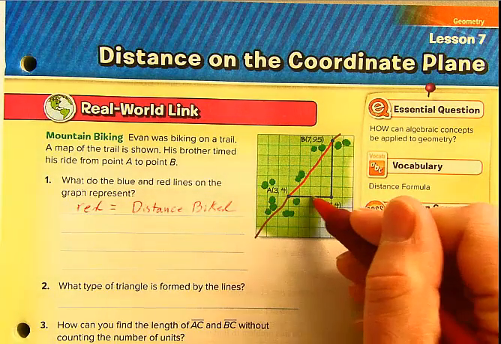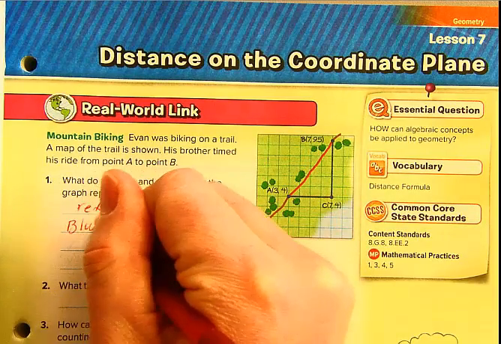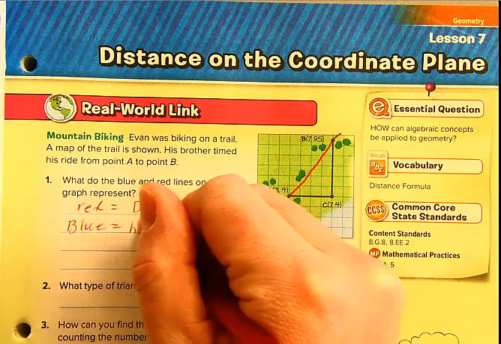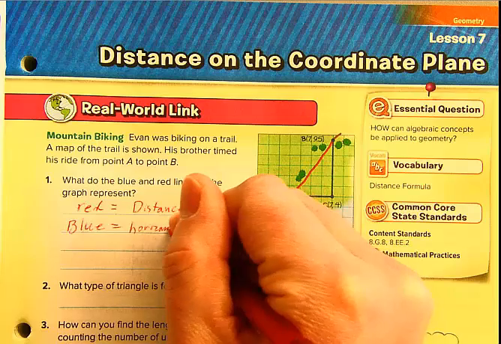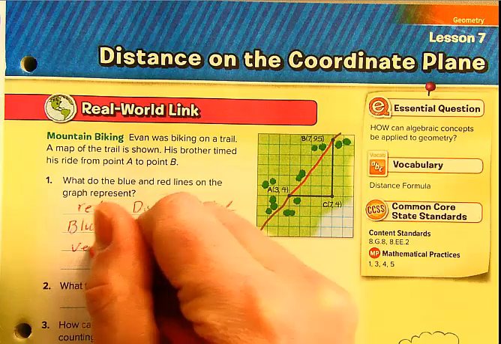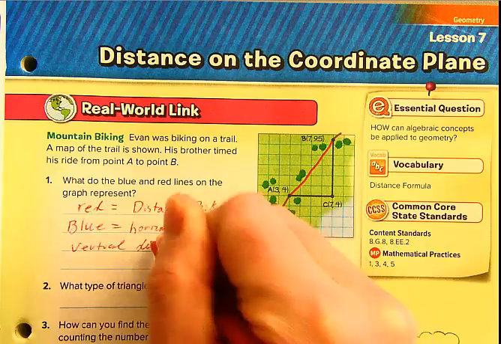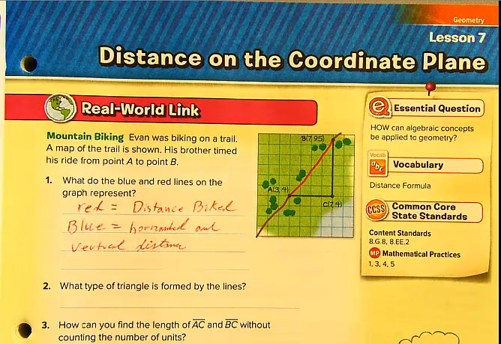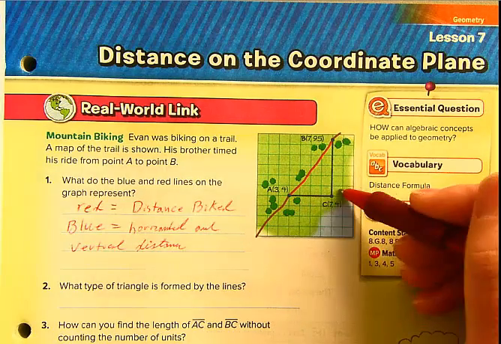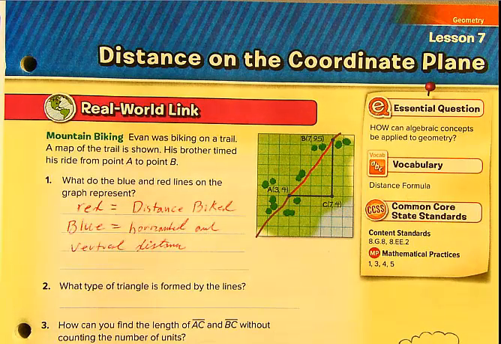Then what do the blue lines here and here represent? Well, the blue equals I would put horizontal and vertical distance. Okay, so that's the vertical and horizontal distance. So because the blue here just represents the horizontal side to side, the blue there actually represents the vertical up and down.